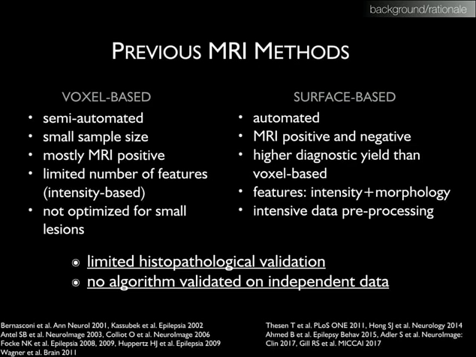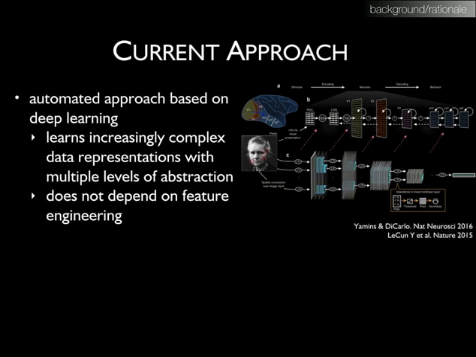So to overcome many of these shortcomings, we present an automated approach based on deep learning, which learns increasingly complex representations with multiple levels of abstraction. That's the depth of the network, and it doesn't rely on feature engineering.